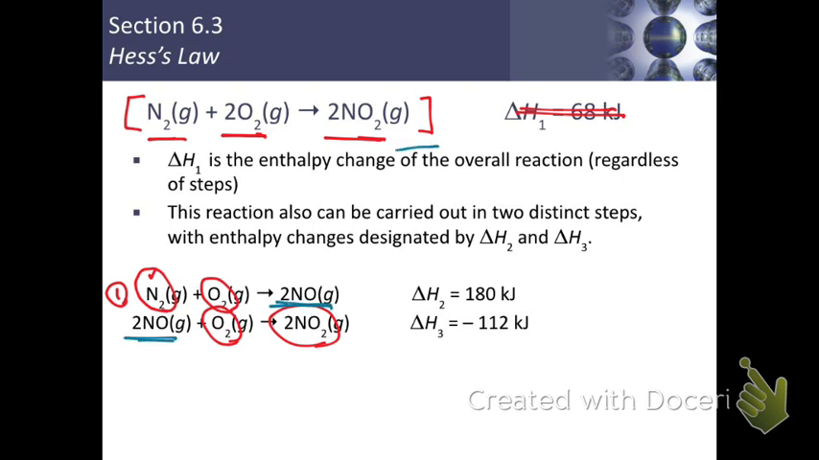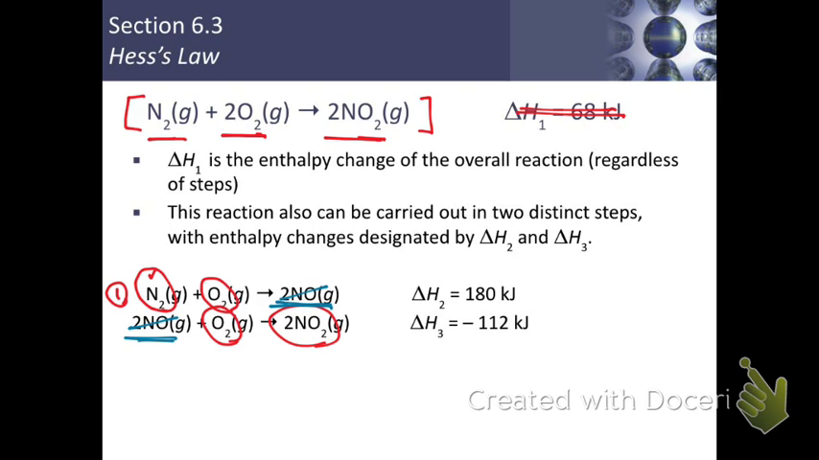I don't. It's nowhere in my final reaction. But now I want to see, do these two cancel out? Here's how we know if they cancel. They have to be on opposite sides of the arrow, right? One of them has to be a reactant, one of them has to be a product in order for it to cancel. The coefficients have to add up to be equal as well.